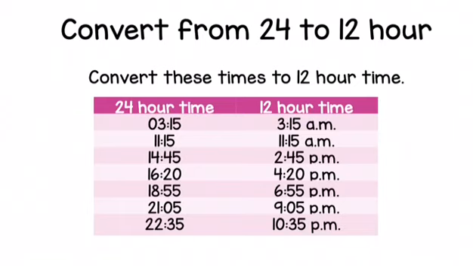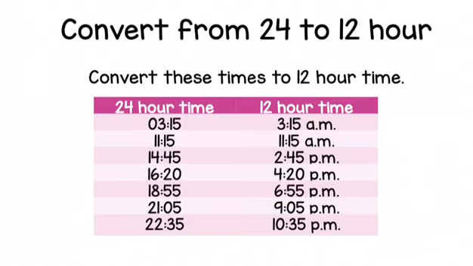18:55, 18 is bigger than 12, so we know again it's PM. So we do 18 take away 12, which is 6, so the time now must be 6:55 PM. The next one is 21:05. Again, this is obviously bigger than 12, so you need to take away 12 from the hours number. So that would turn it from 21 take away 12 equals 9, which means that 21:05 is converted into 9:05 PM.